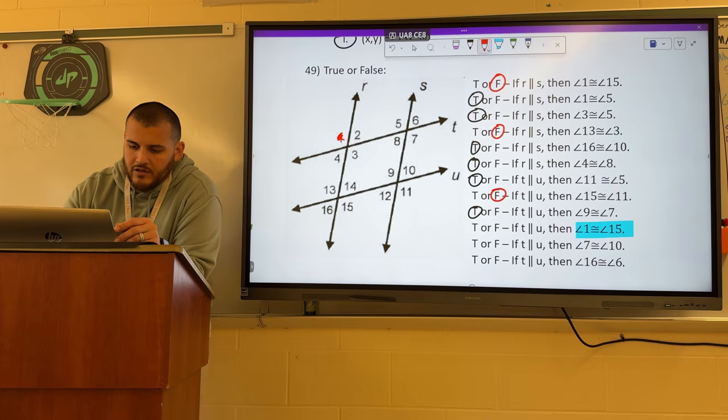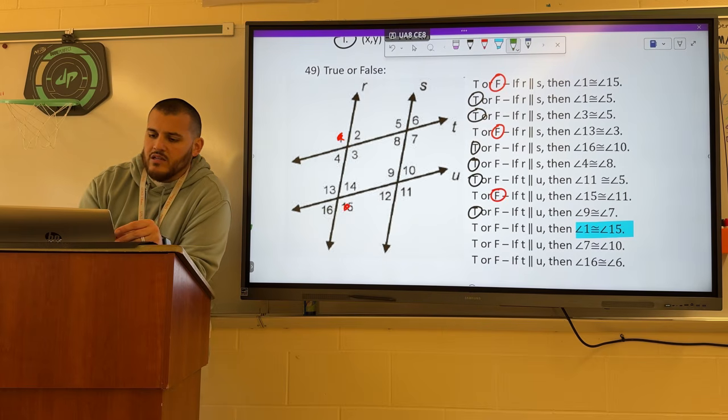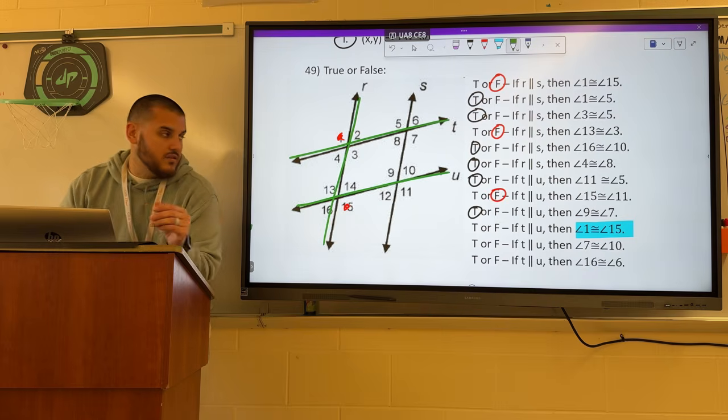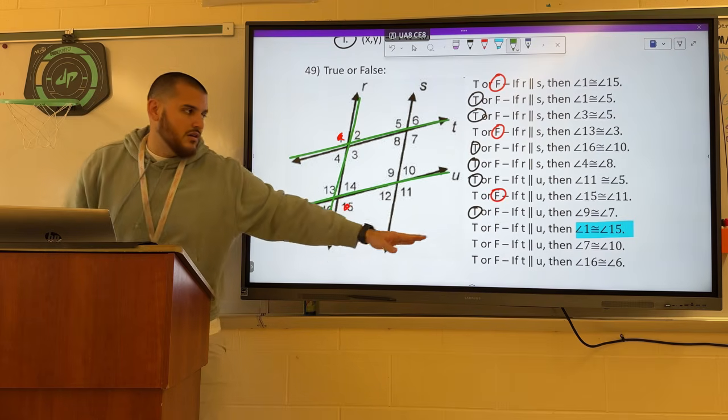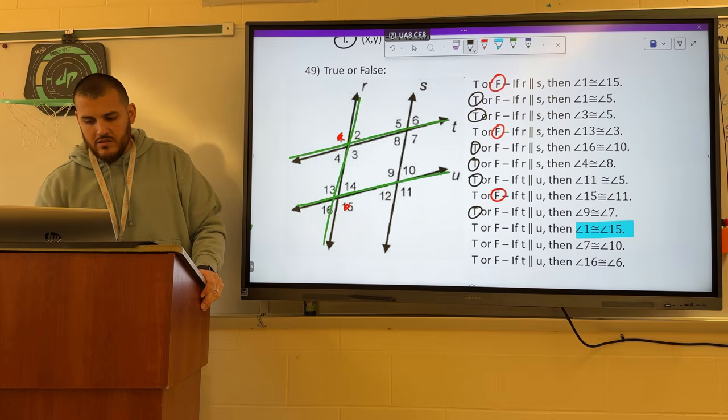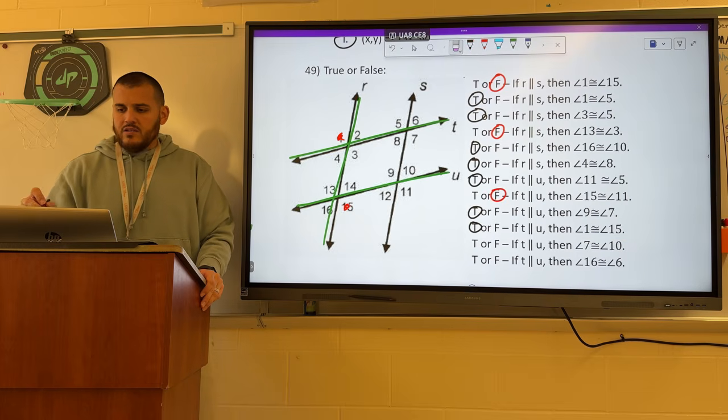Angle 1 is here, angle 15 is here. Those are alternate exterior angles on these lines. So if T is parallel to U, those are congruent. That is exactly what that option says. That one's true. Next, we have 7 and 10.